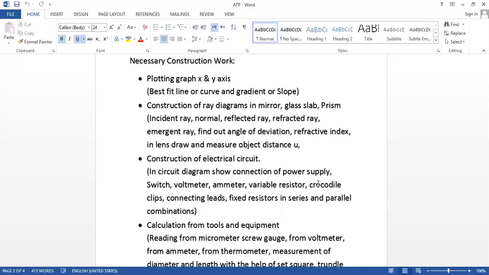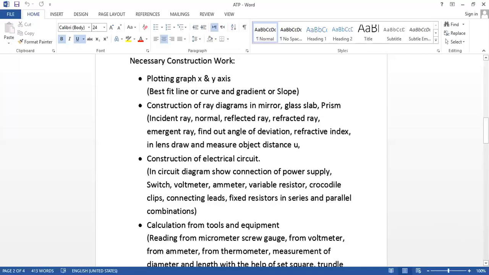So crocodile clips is variable. It is used as a variable. You can connect or disconnect. It is not permanent. So crocodile clips are used for temporary connection. And connecting leads, fixed resistor. And fixed resistor, you will know how to connect fixed resistor in series and fixed resistor in parallel. So you will read about fixed resistor and parallel resistor. And you will read about variable resistor.